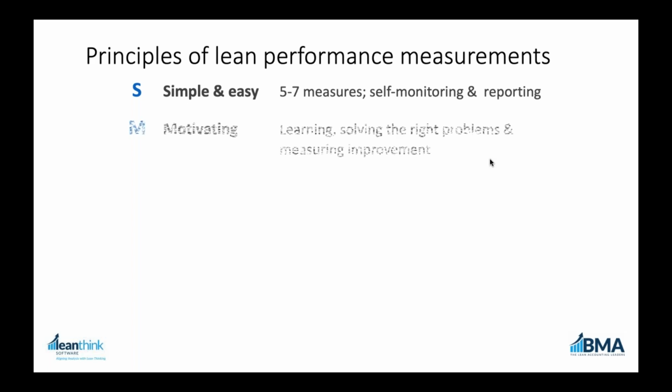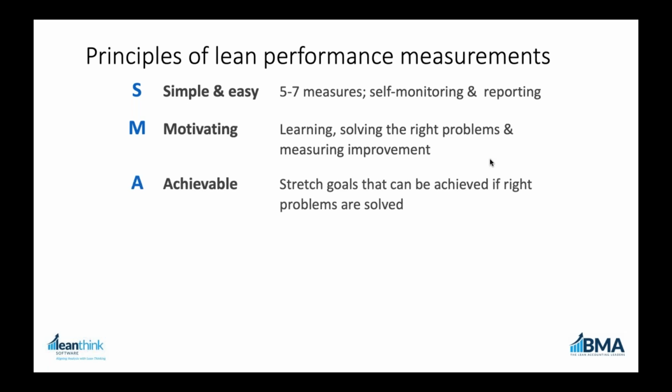We want the measures to be motivating. And this is the real purpose of a lean performance measurement system. It is about learning about the operational aspects of a process. It's about solving problems. It's about measuring improvements. As I mentioned a few minutes ago, it's not just about reporting. It is about using the measures. We want to improve, and you improve by moving the measure.